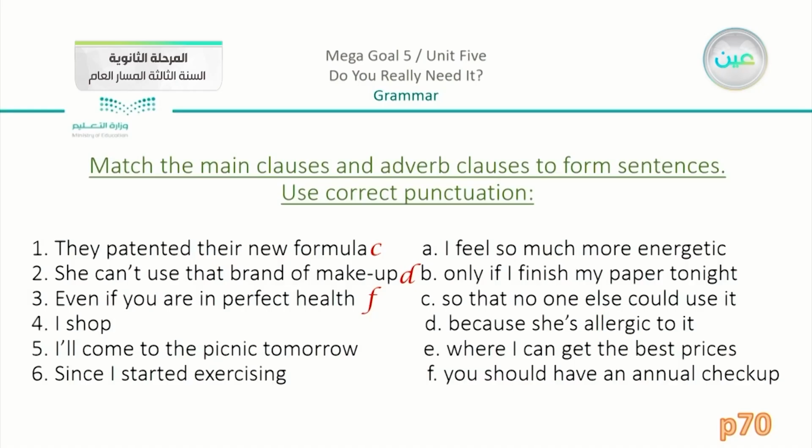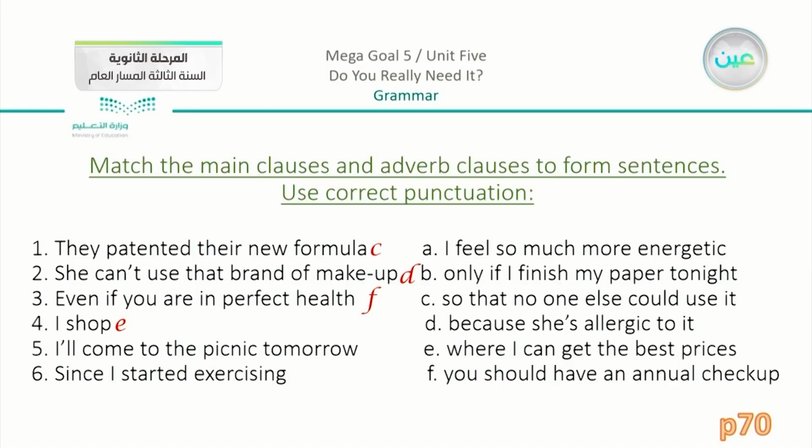Then we have in number 4, I shop. So there is something about shopping, and there is the subject, which is I. So we have here I shop. We can see that we have E is matchable here. Why? Because we have here something about the best prices. So I shop where I can get the best prices.